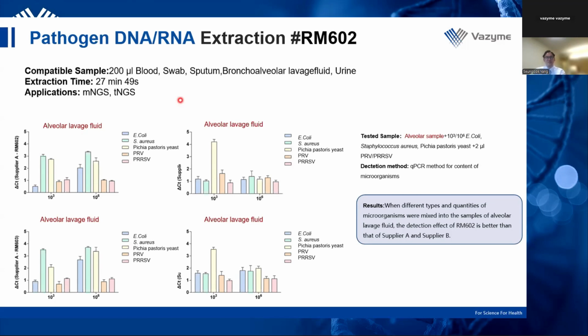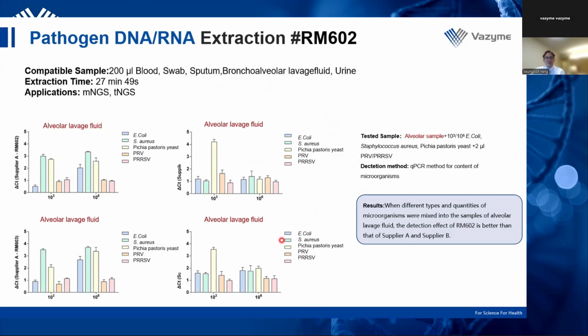And in this comparison study, we tested the RM602 using alveolar lavage fluid spiked with 5 different microorganisms, which includes E. coli, S. aureus, yeast, and 2 viruses, which are PRV and PRRSV. The bar graph shows the delta CT values compared to supplier A and supplier B.